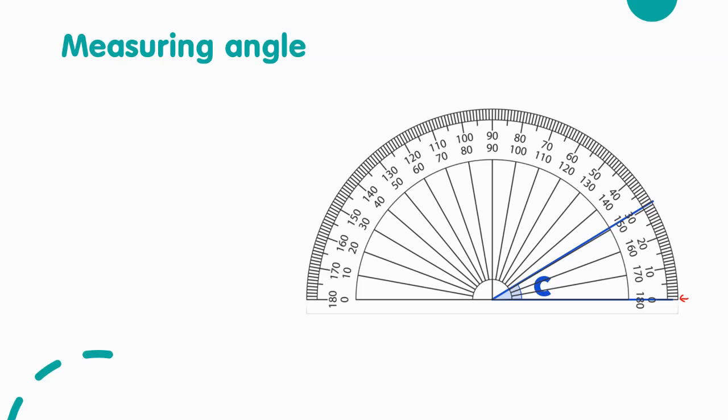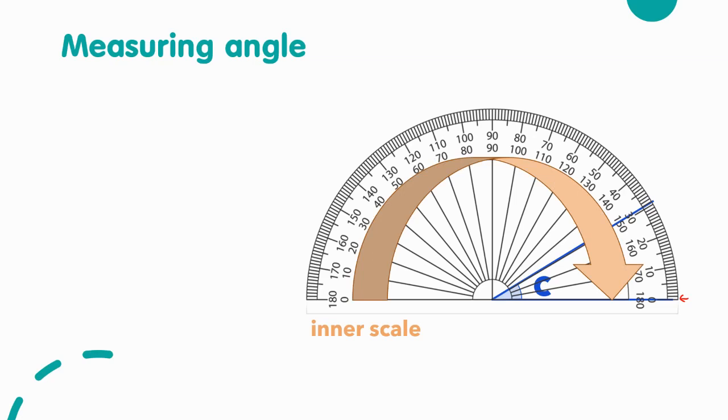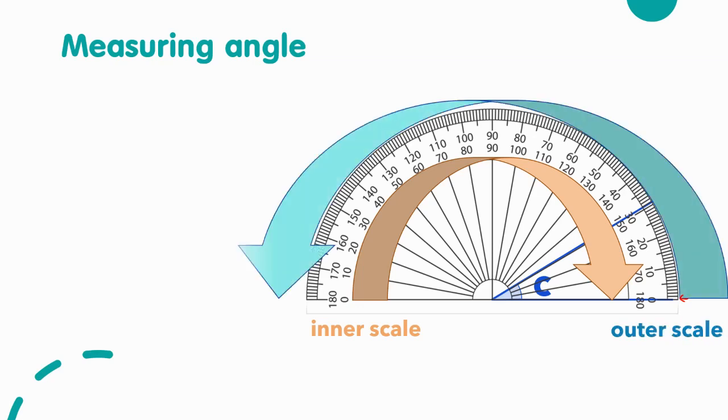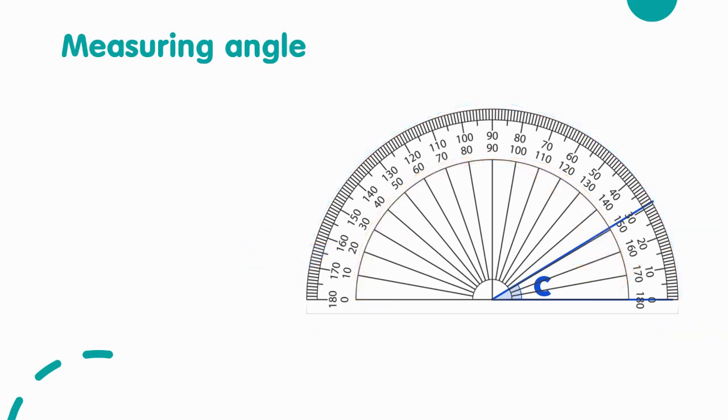And you have to decide which scale of the protractor to read from. There are two scales on the protractor. One is called the inner scale. This is the clockwise scale, on the inner side of the protractor, going from 0 to 180. And you have the outer scale on the outside of the protractor, going anti-clockwise from 0 to 180. The scale to use really depends on which scale gives you the 0. So you always start by reading from the 0.